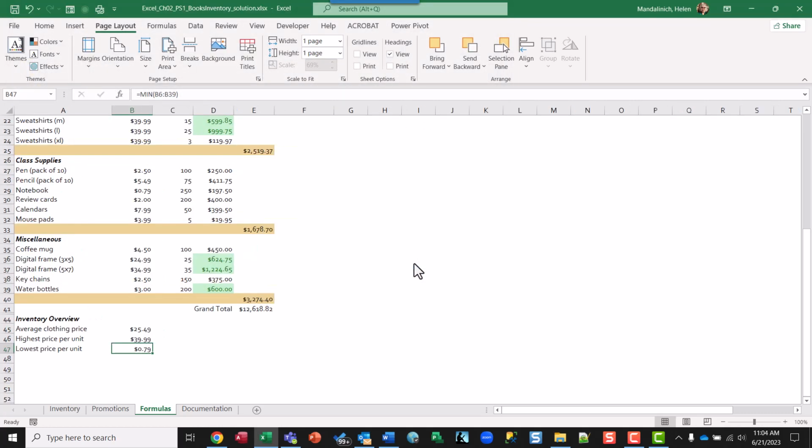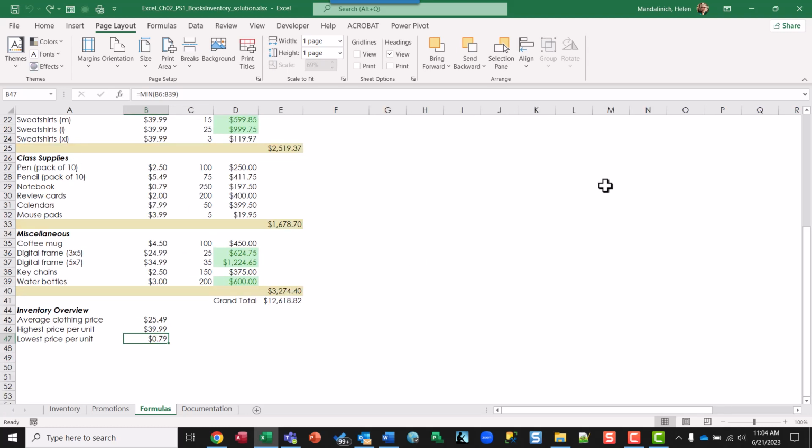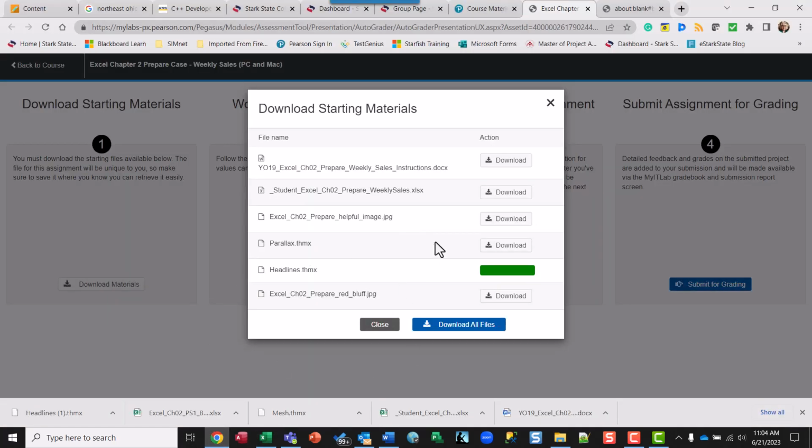Okay, of course, now I just messed this up because we didn't want to use headlines, so I'm going to do a Control Z and see if it takes it back. But that's how you would do it. So back in my lab, just watch what files you need to download.